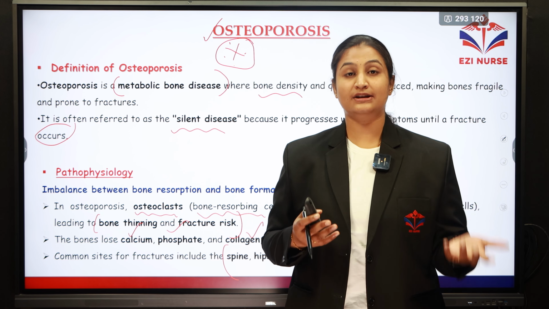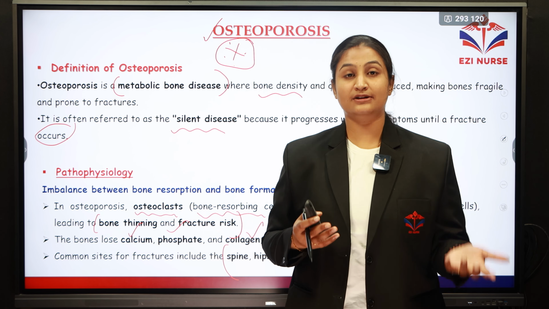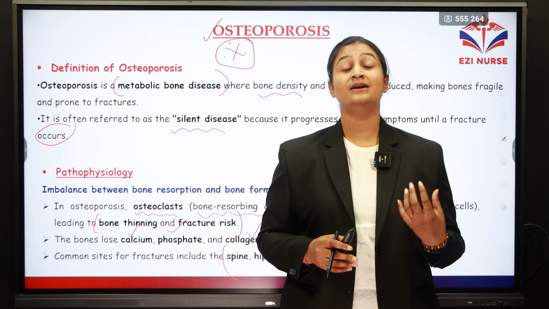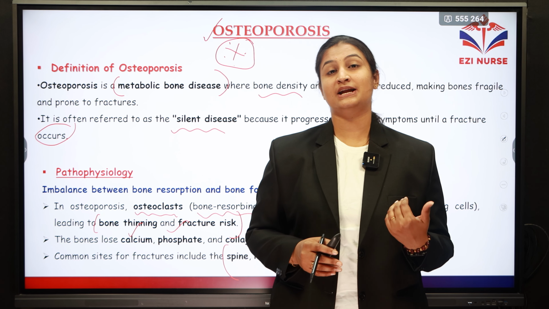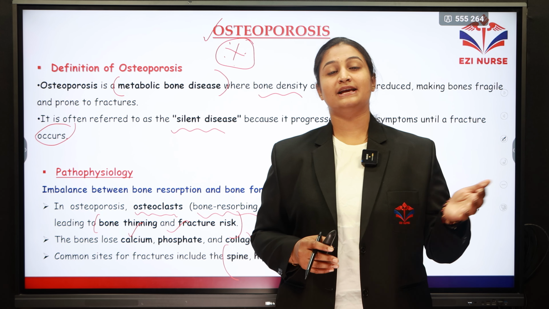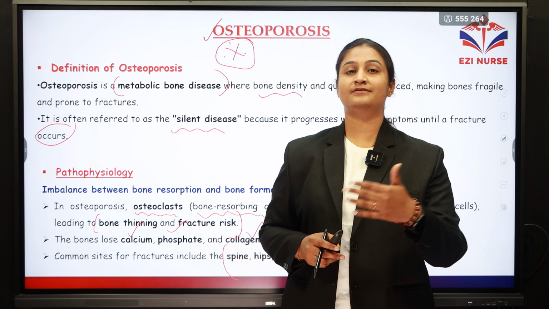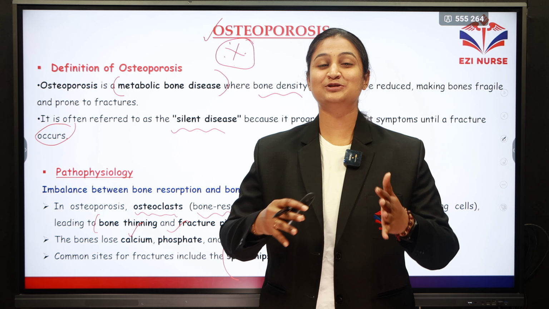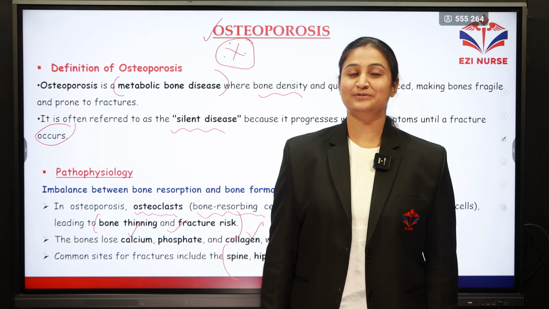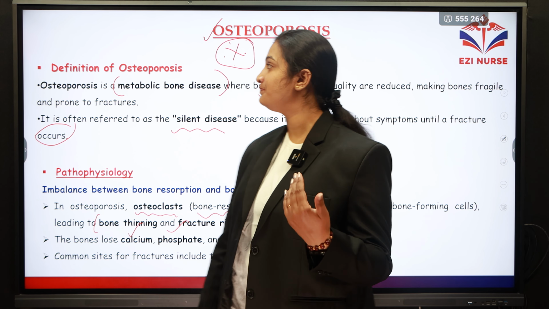Next, it is a metabolic bone disease that is prone to fracture, and it is a silent disease because it progresses without any symptoms. Symptoms cannot be seen, and sometimes even pain cannot be felt, so it leads to fracture. This way you can structure your whole osteoporosis answer, and it is easy for you. Okay, coming back to our topic.